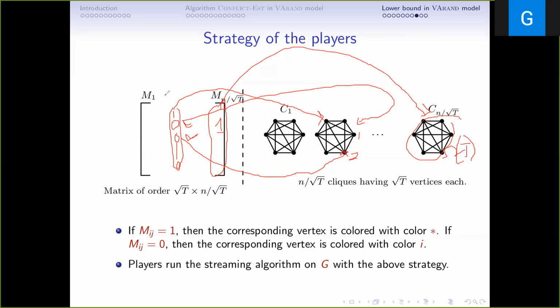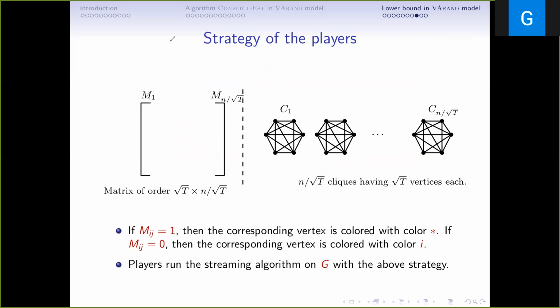And there is a promise that there is at most one column with all ones, and all other columns have Hamming weight 1 or 0. So the columns having Hamming weight 1 or 0 are not responsible for monochromatic cliques or monochromatic edges. Only a column with all-one entries can be responsible. A column with all-one entries is responsible for Ω(t) many monochromatic edges. That is, all the edges of a particular clique will be monochromatic.